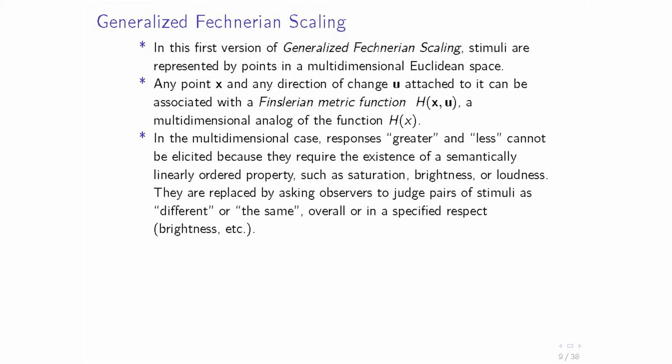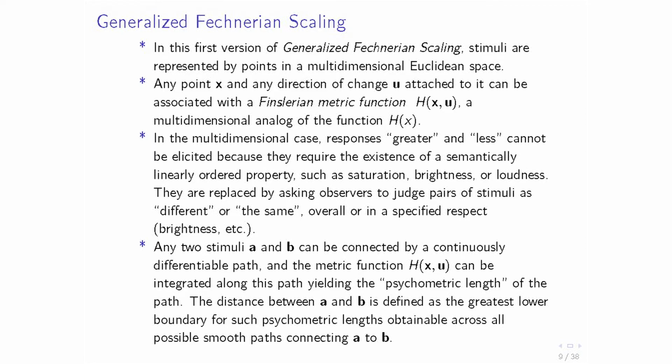In the multidimensional case, responses like greater or less, or brighter or less bright, cannot be elicited because they require the existence of a semantically linearly ordered property such as saturation, brightness, or loudness. So we have to replace this by asking observers to judge pairs of stimuli as either being different or the same overall, without giving any specific property, or in a specified way, like brightness and loudness. Both is possible.